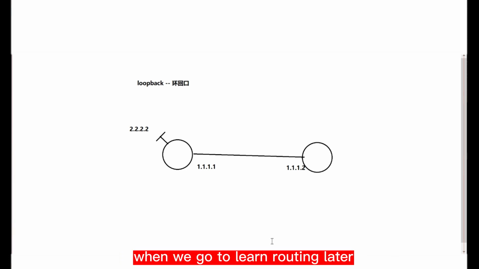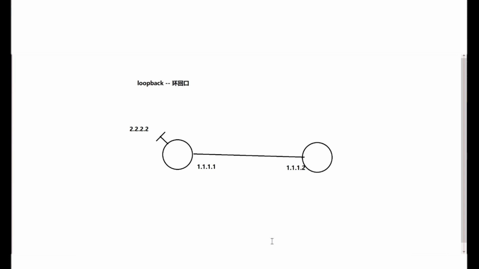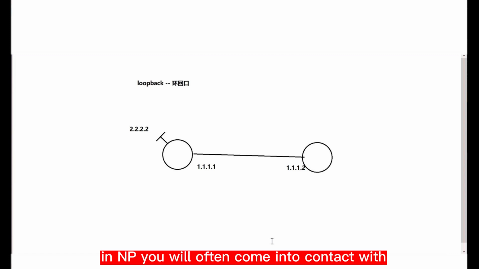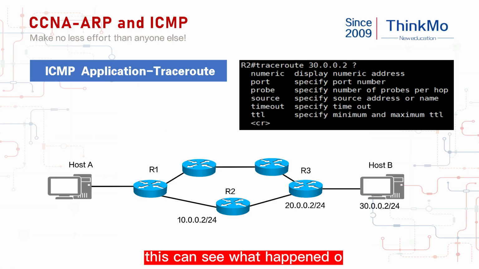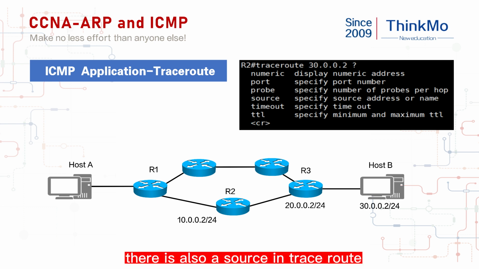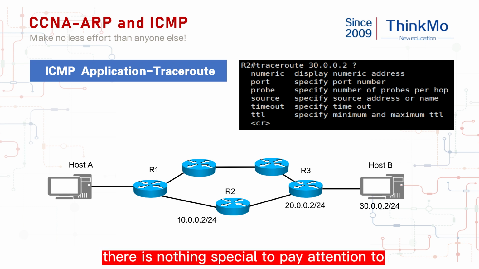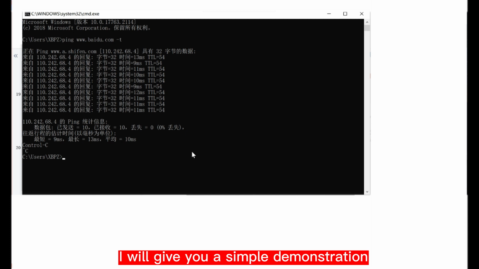When we go to learn routing later, we often originate from an address to ping another address, to ensure that the routing configuration is correct. Less likely to be involved in NA. In NP, you will often come into contact with it. Let's move on to the last thing. Traceroute. This can show what happened to the equipment along the way. There is also a source in traceroute that can be specified. There is nothing special to pay attention to. I will give you a simple demonstration.